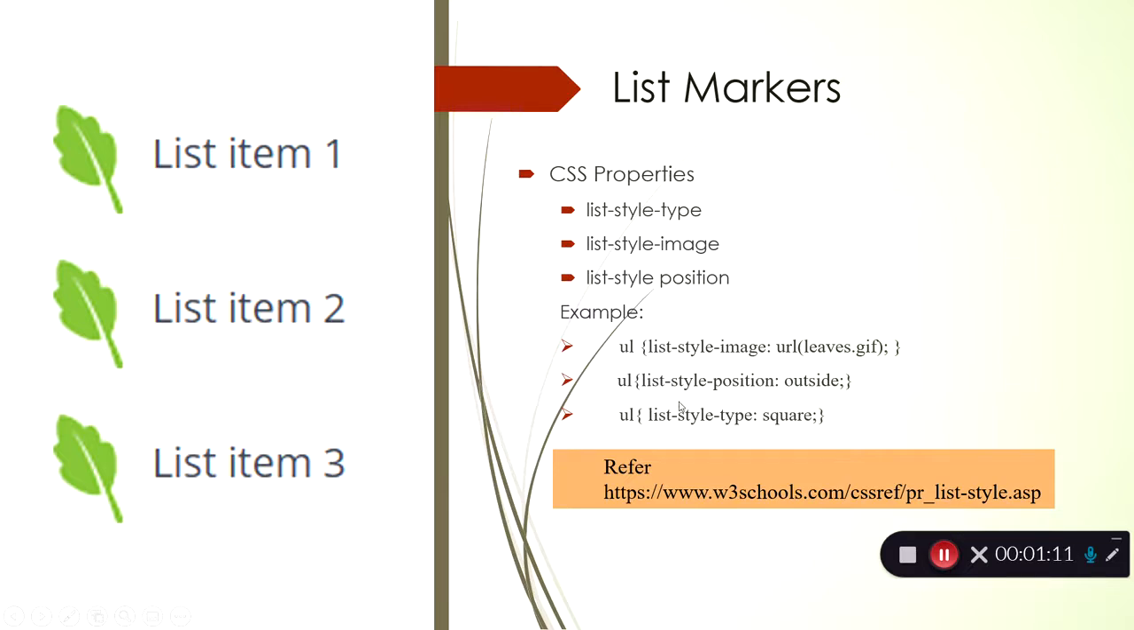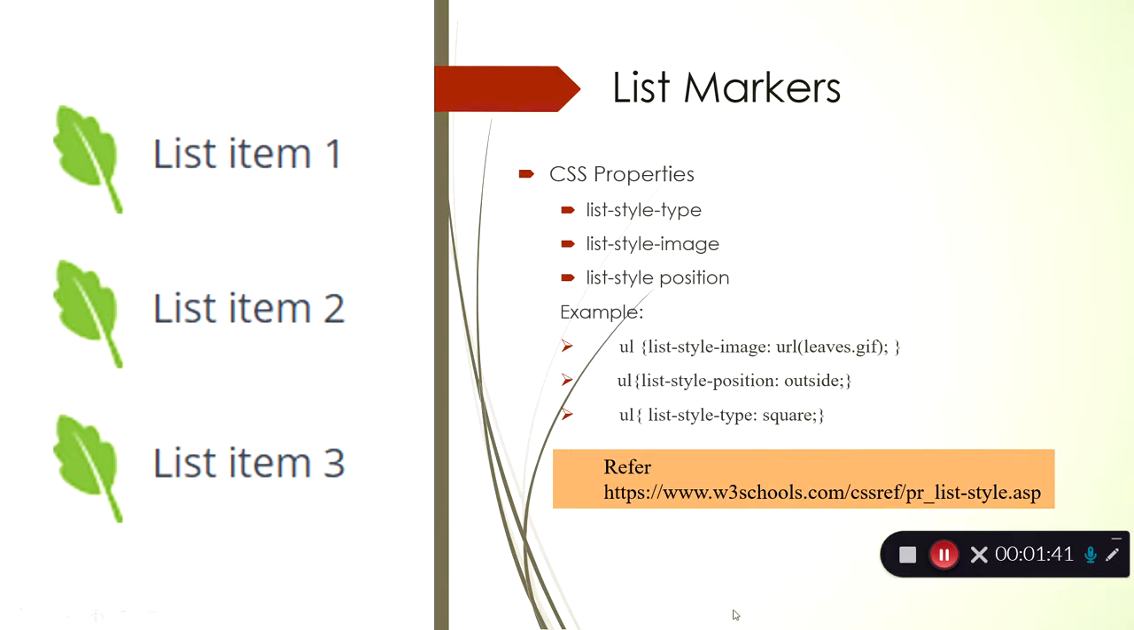And then list-style-type, this property will help you use list markers other than the default bullet. If you want to use a square or some other element, then you can use list-style-type. And then list-style-position is the property that marks the position of the list marker. There are two values, inside or outside, whether you want to keep it inside or outside of the list.